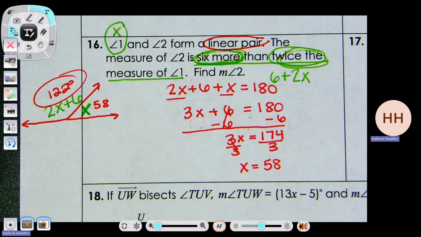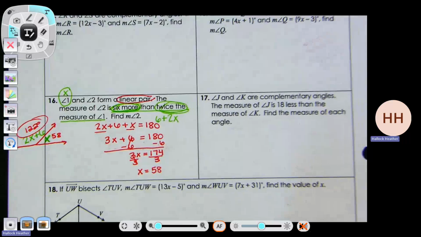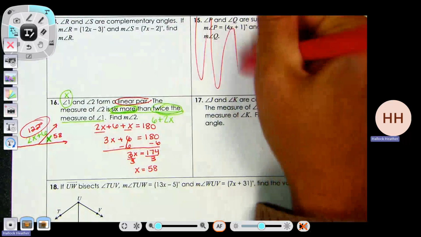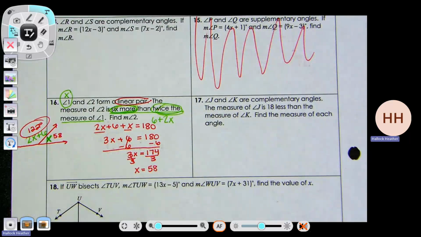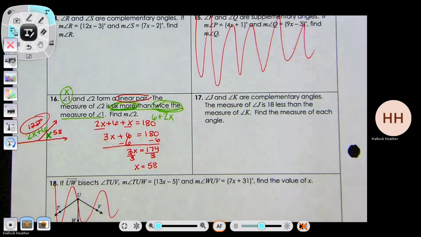Okay, so the ones that you can cross out, the ones that you can skip, are 15. So you can just scratch it out. You don't have to do 15. You can also skip 18, 19, and 20. So just cross out these bottom ones. 18, 19, 20 you can cross out. The front will build you up to the back. So I would start on the front.